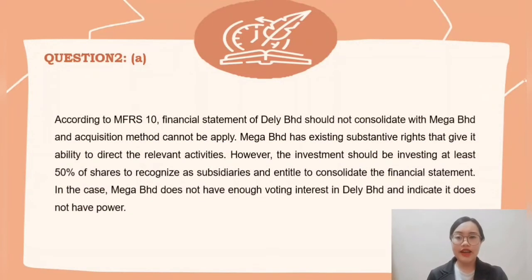According to MFRS 10, financial statement of Delhi Berhad should not consolidate with Mega Berhad, and acquisition method cannot be applied. Why is that? Mega Berhad has existing substantive right that give it ability to direct the relevant activities. However, the investment should be at least 50% of the share to recognize as subsidiaries and entitled to consolidate the financial statement. In the case, Mega Berhad does not have enough voting interest in Delhi and indicate it does not have enough power.